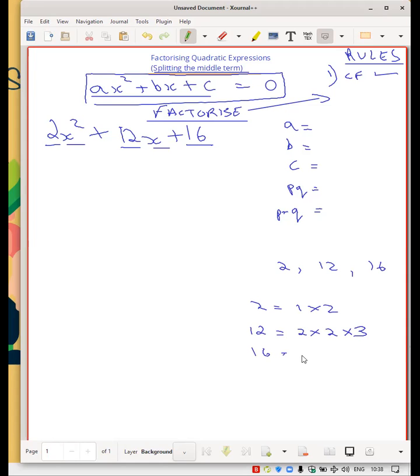So Ramya, that's not correct. What is there of 16? 2 into 2 into 2 into 2, right? So nothing common in all three? No factor is common in all three? Sorry, 2 is common, right? So 2 is common in all three. So what do I need to do first? I need to take out 2 and then I'll be putting it as x squared plus 6x plus 8.